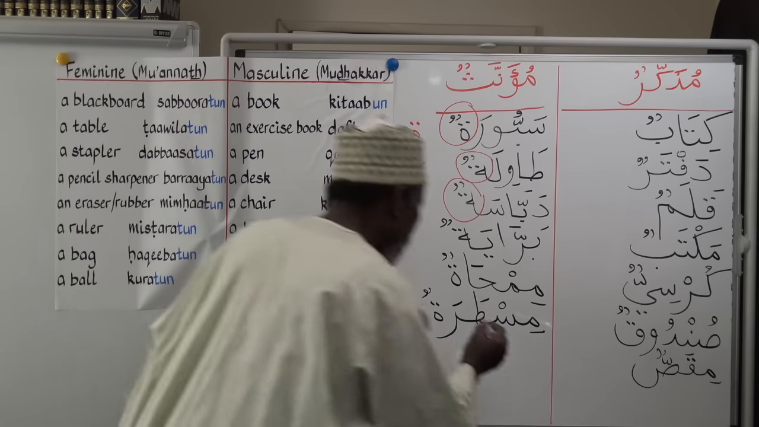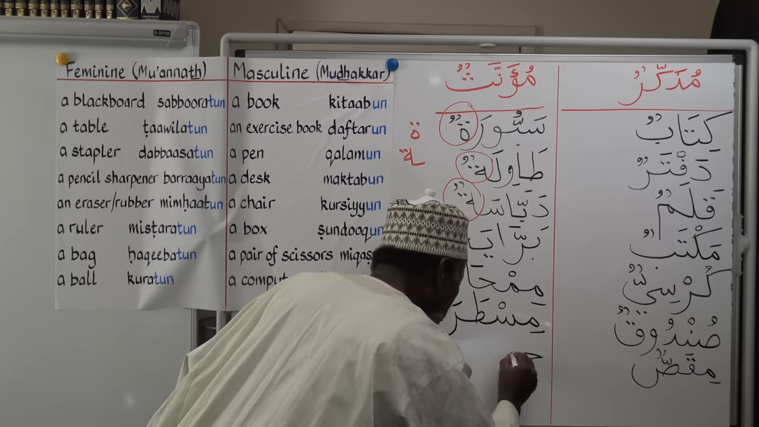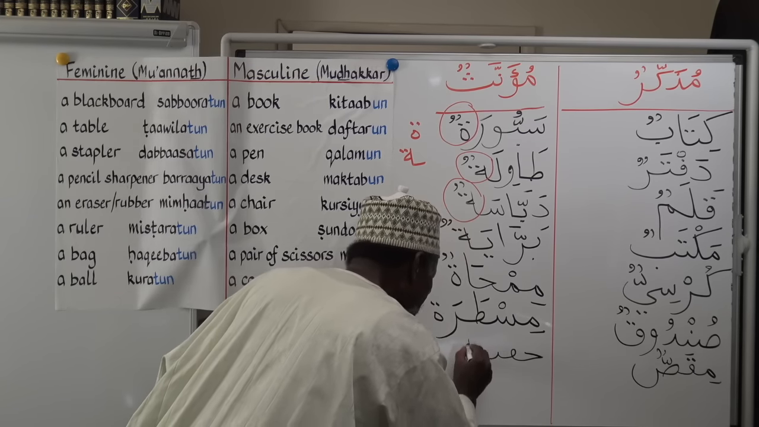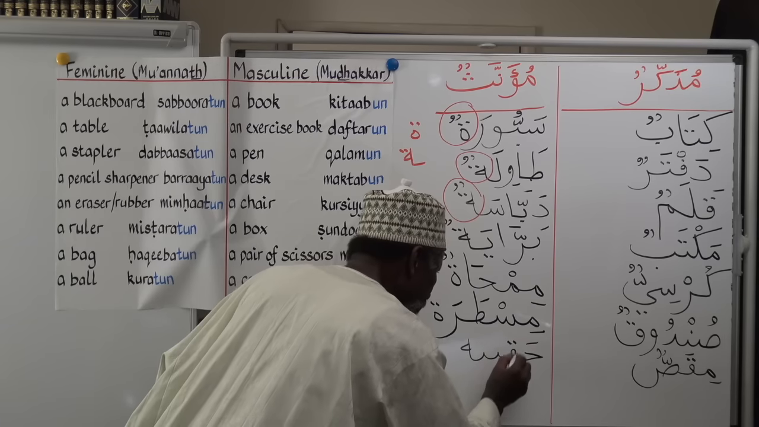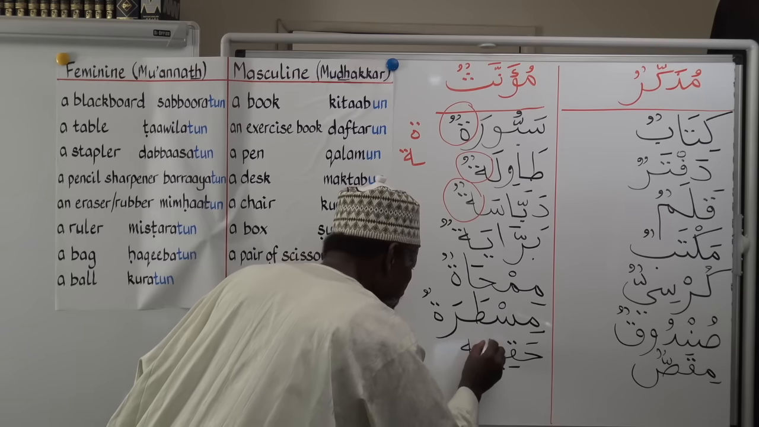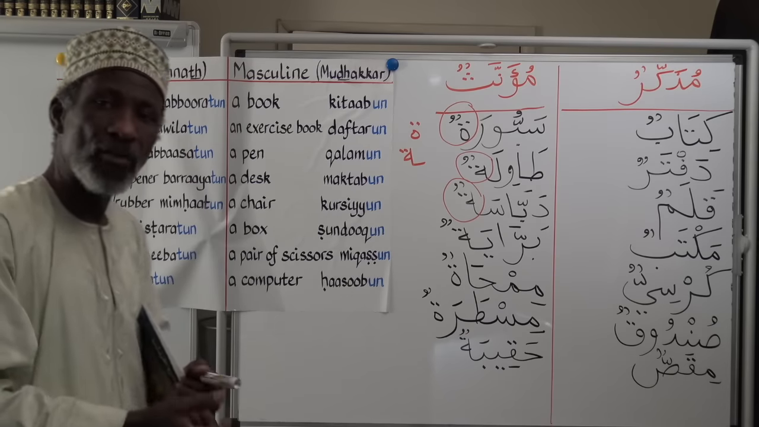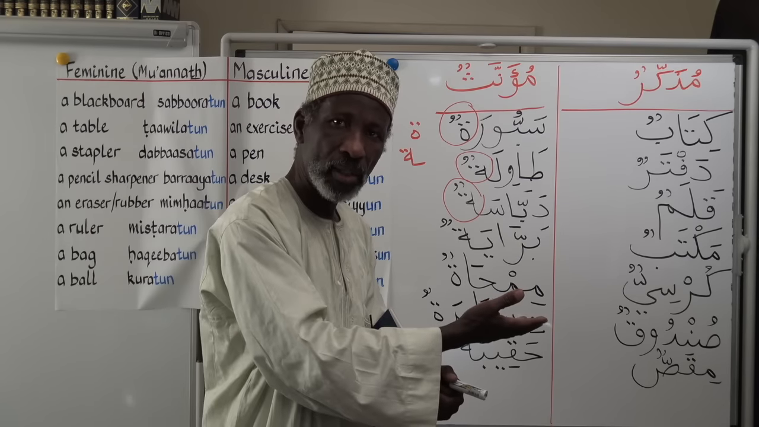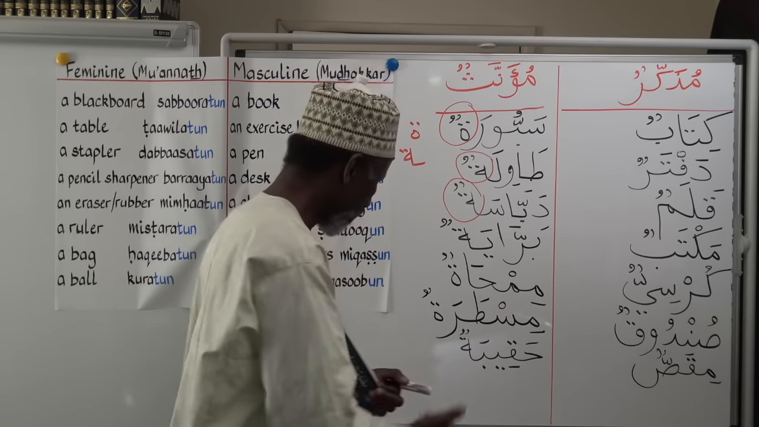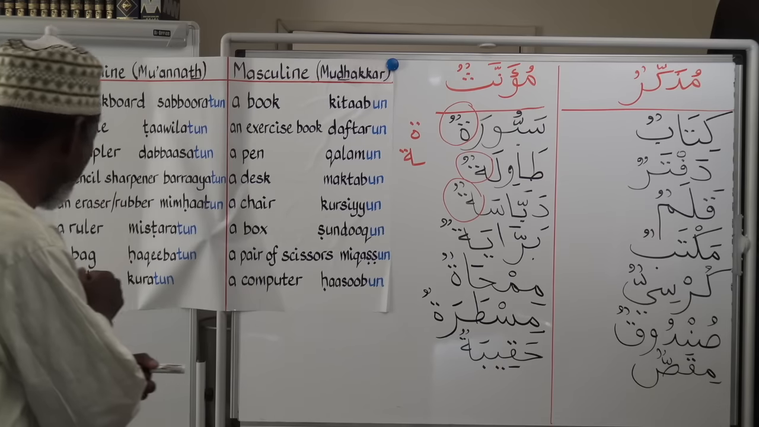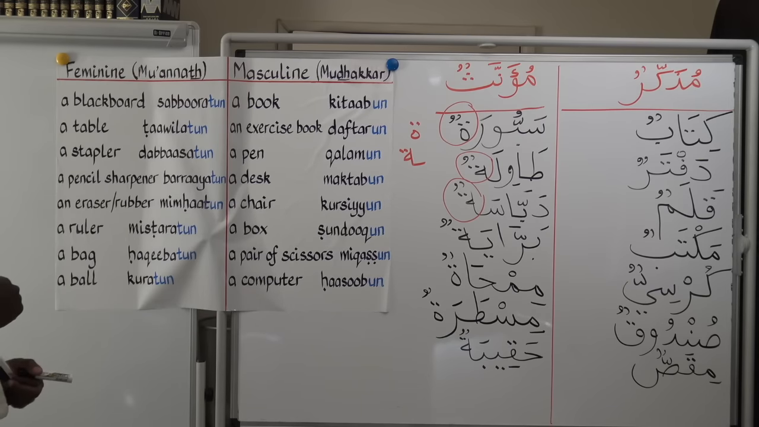Haqibatun. حقيبة. We have مقص, a pair of scissors. حقيبة, a bag. Next one.